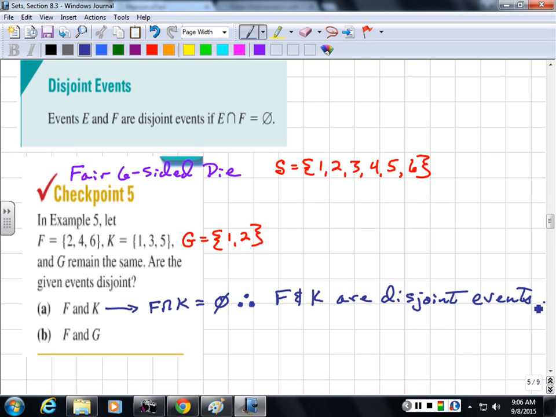What about F and G? Well, what's the intersection between F and G? Does it exist? Yes, it does. Because for F and G, F has a 2 and G also has a 2. Therefore, F intersect G is equal to the event containing 2. Therefore, F and G are not disjoint events.